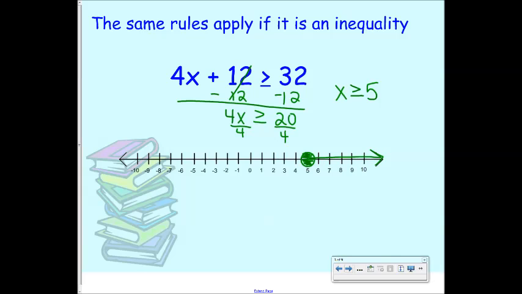So to back up, in a two-step inequality, we solve it just like we would a two-step equation. The only difference is that we don't get an equal sign at the end. We keep our inequality sign. The only time that inequality sign changes is if you divide or multiply by a negative. And remember, when you divide or multiply by a negative, your inequality symbol will flip. But that's not happening here because we divided by a positive number. So everything stayed the same.